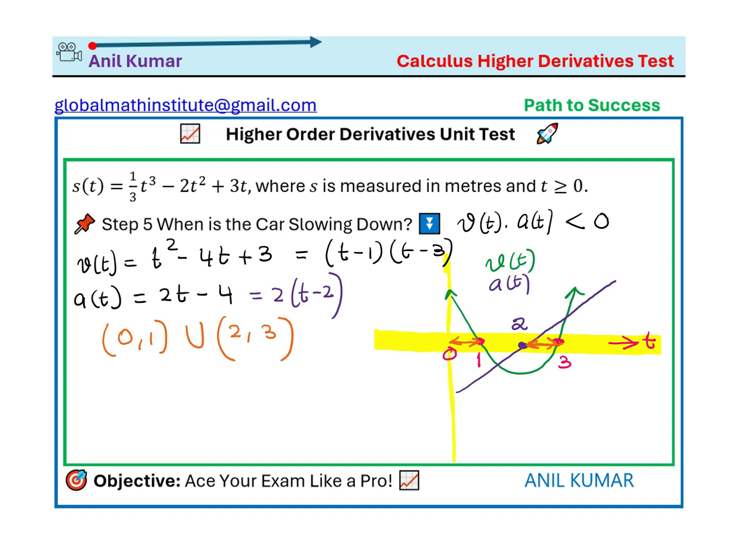We can do it with the graph, or you can make an interval table to do it. But I prefer, while working with quadratic and linear equations, the graph is better. Perfect. So that is the duration when the car is slowing down. Makes sense? So that is how we are going to answer this particular question.